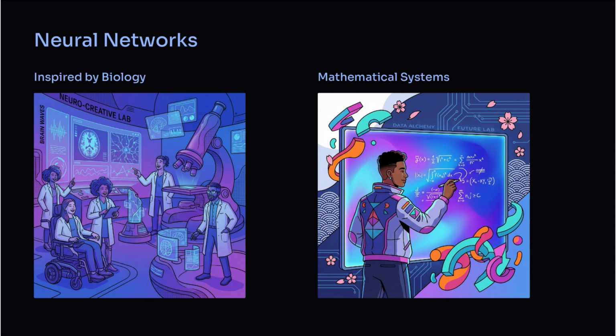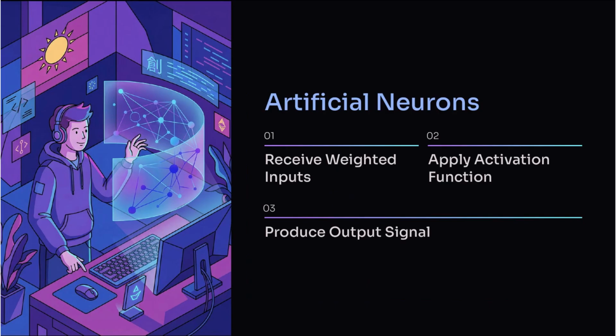An artificial neuron combines inputs using weighted sums and applies an activation function. This produces an output that feeds into the next layer. Learning adjusts these weights to improve performance. Neural networks are organized into layers. The input layer receives raw data. Hidden layers perform transformations, and the output layer produces predictions or classifications.